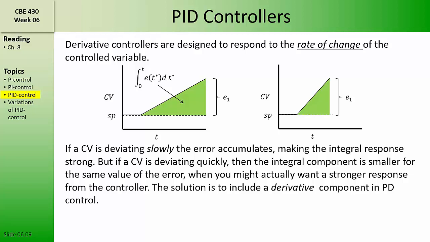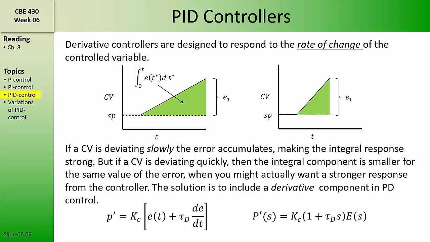The solution to this is to include a derivative component in what we call PD control if we have only proportional and derivative control, or PID control if we have proportional, integral, and derivative elements in the controller. For a PD controller, the deviation in the controller output is proportional to both the error signal and the derivative of the error signal. Here, tau d is called the derivative time.